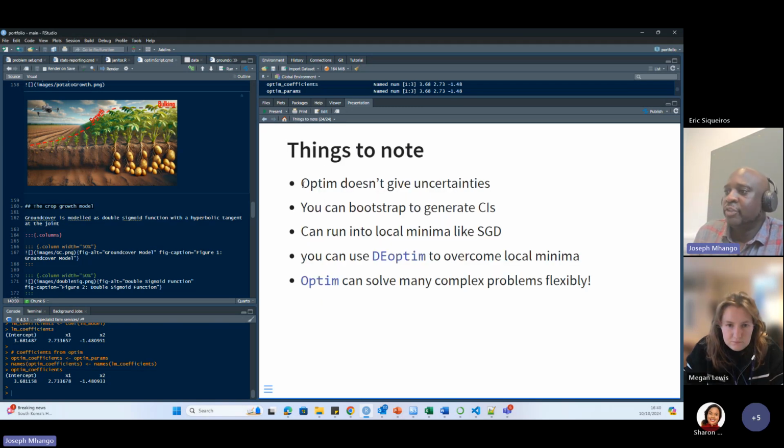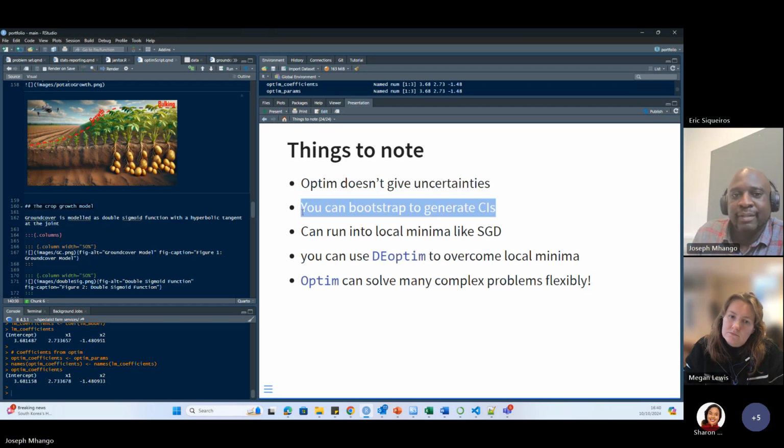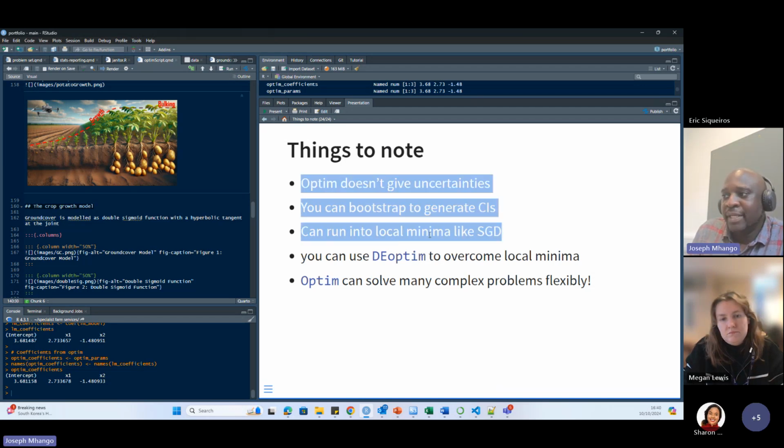So, what should you be aware of when using Optim? First of all, you may have noticed it doesn't give you any uncertainties. So, it doesn't give you confidence bands. It just gives you the optimal set of parameters. So, as a statistician, if you want to report uncertainties, then you have to do some bootstrapping. So you can bootstrap and generate confidence intervals for your data, but also it can run into local minima.